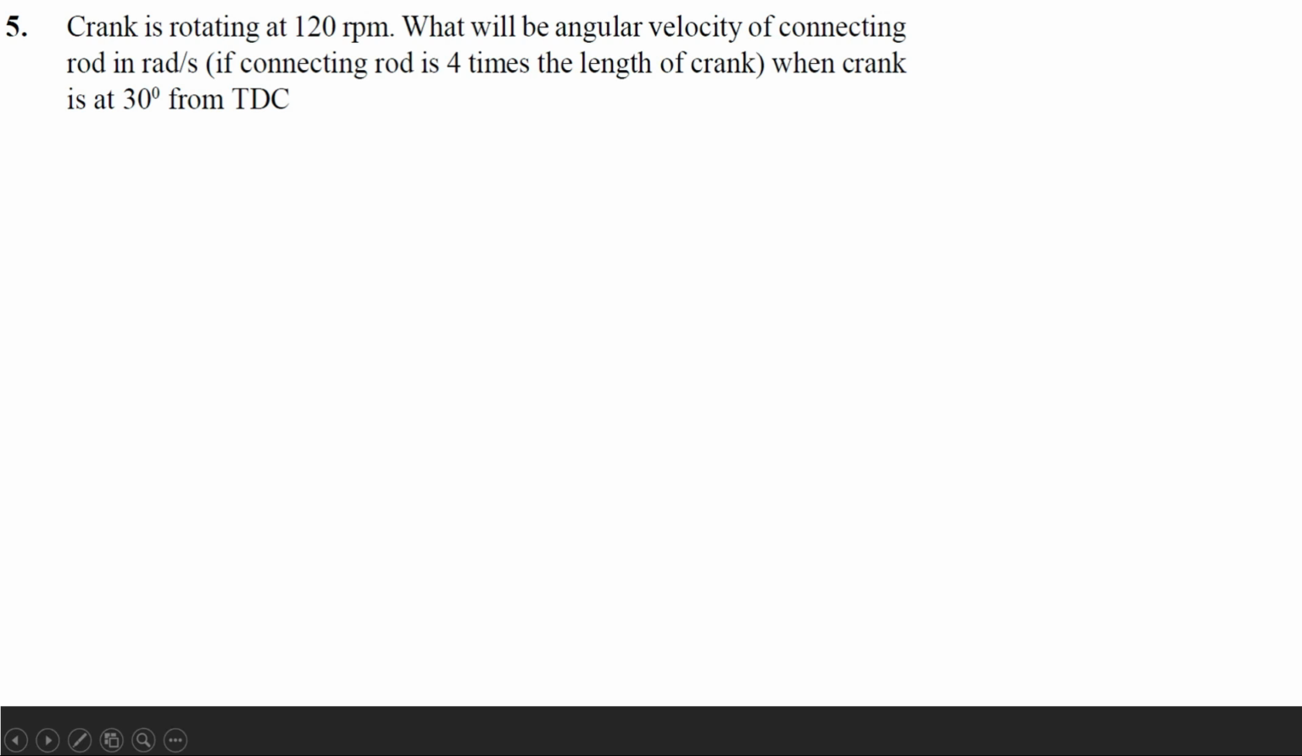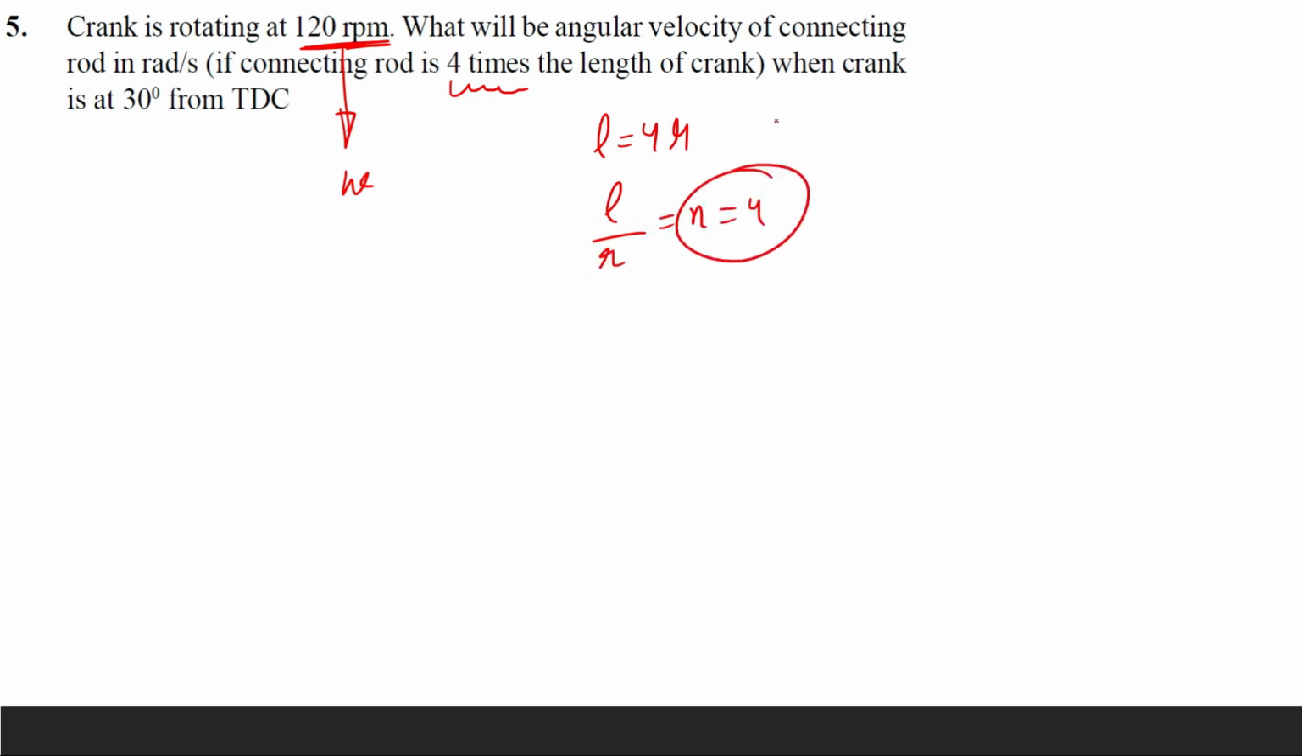Now next question is question number 5. Crank is rotating at 120 rpm. Okay, rpm of crank is given, so you can calculate the angular velocity of the crank. What will be the angular velocity of the connecting rod? Okay, omega c. If connecting rod is 4 times the length of crank, so I can say L equal to 4 times R, or L by R equal to n equal to 4 is given to you. Okay, when the crank is at 30 degree from top dead center, theta is given to you, 30 degree. So you just have to calculate omega c. The relation for omega c calculation we know, this is the relation. Theta is given, n is given, omega is given. Directly you have to put the values and just solve the question.